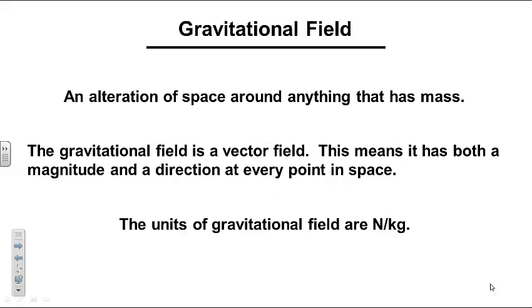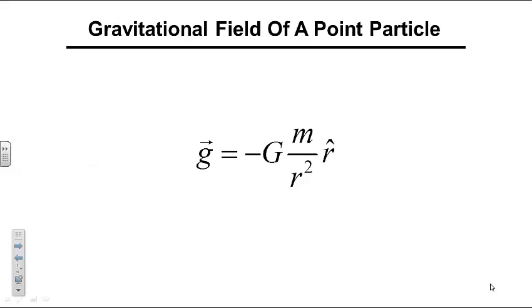The gravitational field is an alteration of space around anything that has mass. The gravitational field is a vector field, which means it has a magnitude and a direction at every point in space. Finally, the units of gravitational field are newtons per kilogram. This is the equation for the gravitational field of a point particle.